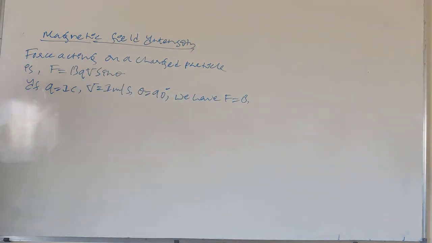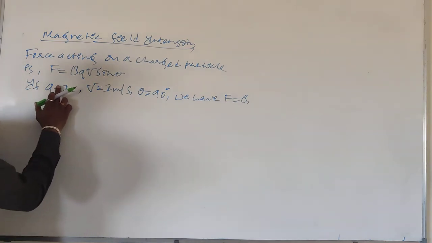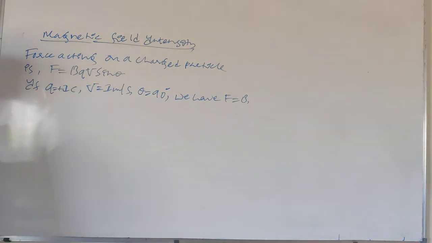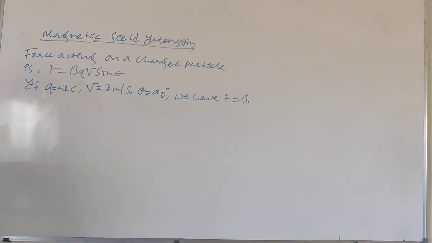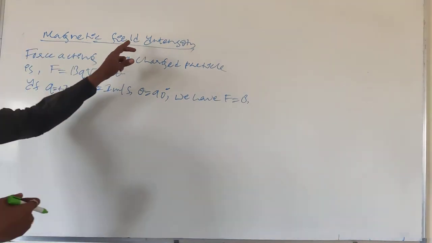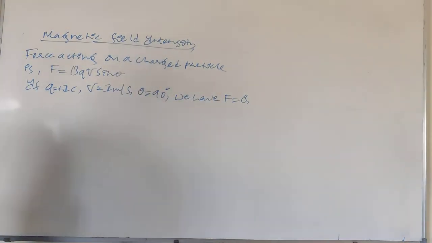So in this consideration, Q is equal to plus 1 coulomb charge, V is equal to 1 meter per second, and theta is equal to 90 degrees. So F is equal to B. Now, this is what we call the magnetic field intensity, and we are going to define it.